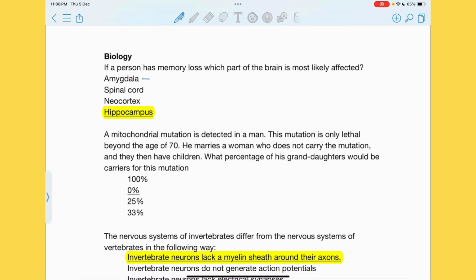Amygdala works with emotions. Spinal cord controls the lower body actions. Neocortex is more with cognitive behavior. Hippocampus is with memory and emotion and thermoregulation also. So the correct option is option number 4, hippocampus.